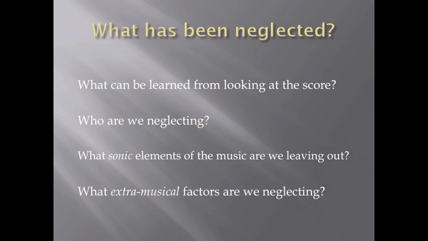So in class, remember, in looking at the score, we thought about what was being neglected. It might be worth recapping that again. What can be learned from looking at the score? Who are we neglecting? What sonic elements of the music are we leaving out? And what extra musical factors are we neglecting? I've got some notes here on responses some of you gave. From the score we can learn quite a lot about harmony. We can learn a lot about melody. We can learn some things about instrumentation, time signature, keys, things like that. So we can learn quite a lot about the music in terms of if we were trying to replicate it in terms of composition.